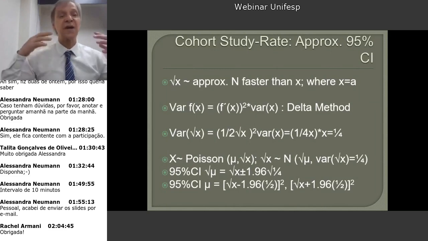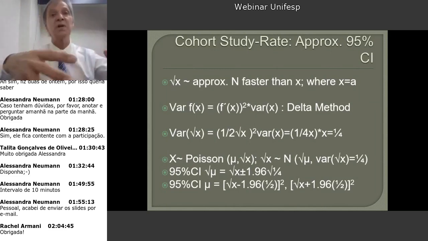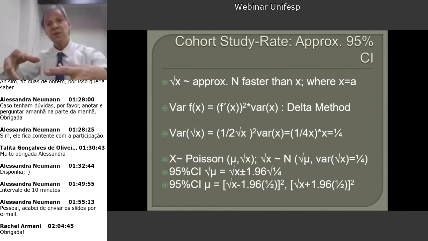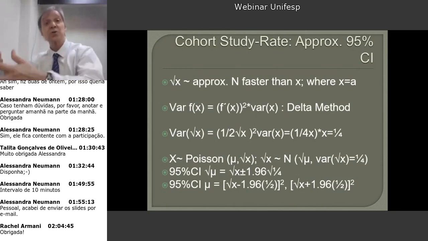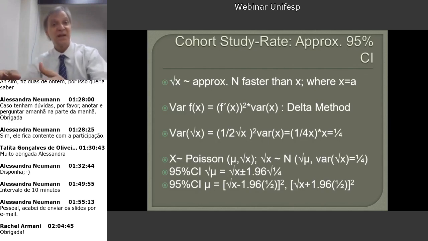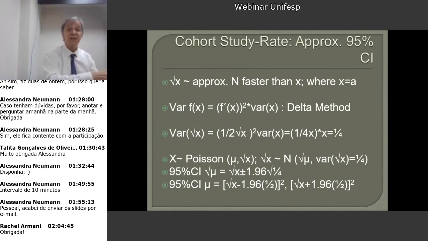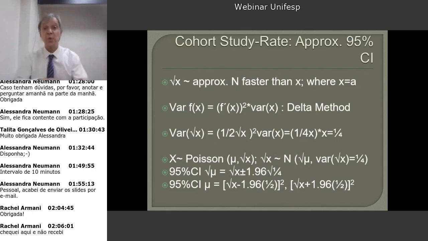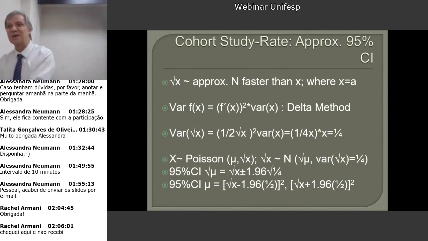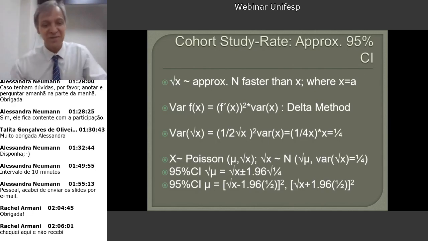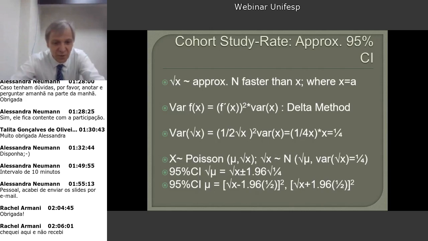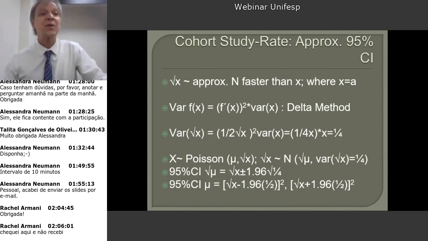But this is all the fact that it all comes from a Poisson, and a Poisson with large numbers becomes closer to a normal distribution by the law of large numbers. And the binomial also, when the numbers become big, becomes a Poisson, and the Poisson becomes a normal distribution. You see that works? So that's the formula that I want you to use, the formula at the bottom here. Square root of X plus or minus 1.96 square root of 1/4. That's quick and easy.